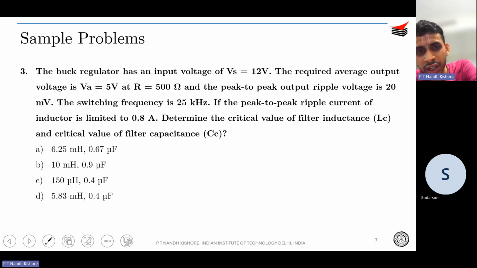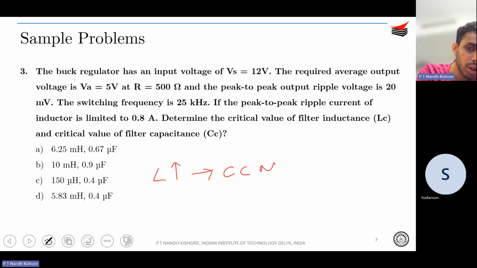So you might know that what they mean by critical value of filter inductance or critical value of filter capacitance is the just enough value of your inductance or capacitance which will make the system just continuous, right? It is the boundary between your discontinuous conduction mode and the continuous conduction mode. So as you know, as your L increases, it goes into CCM mode, right? Because your L is too large, the ripple is not too much. The ripple is very small. So the inductor current is almost a constant, right? So it will remain around that operating point only.